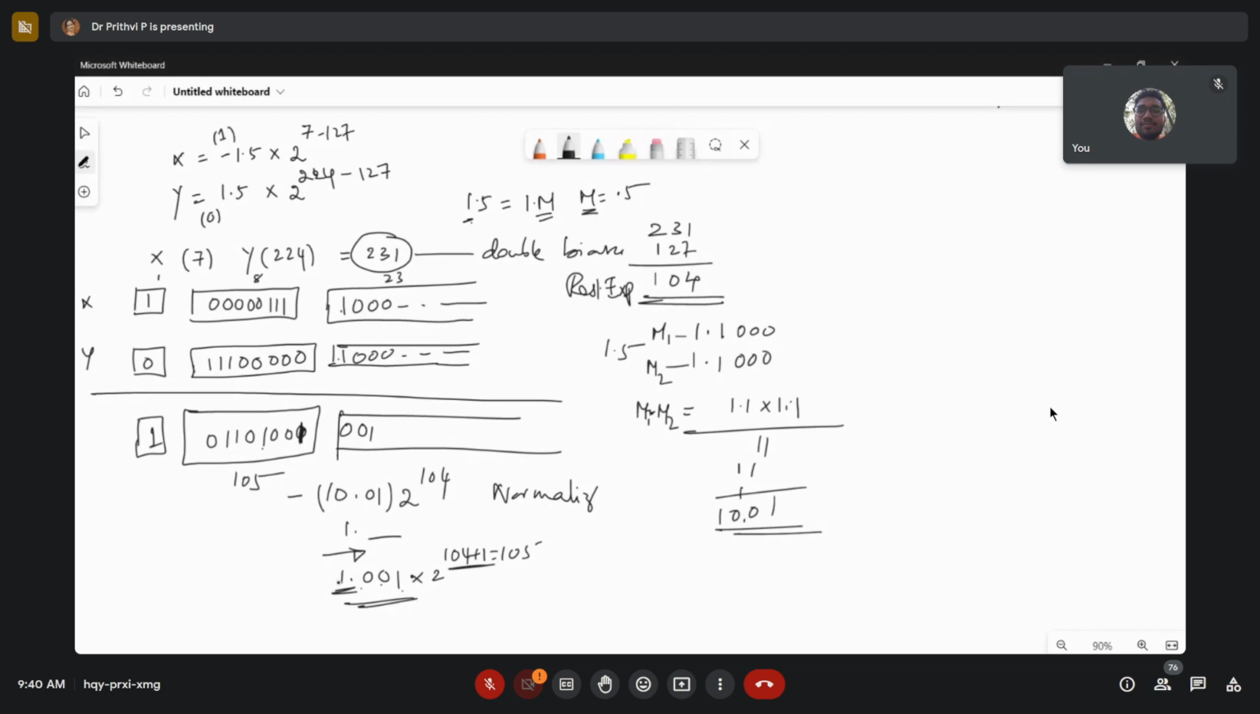This is 2 power 0 plus 1 by 8. 1 by 8. So that value is correct now. Okay. So we will be able to get the adjustment done, and based on that adjustment we are able to find the complete result.